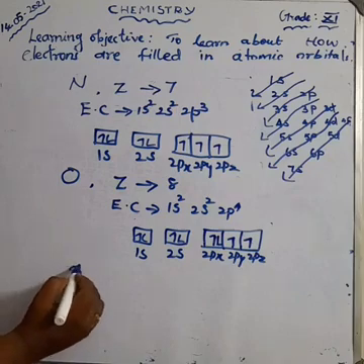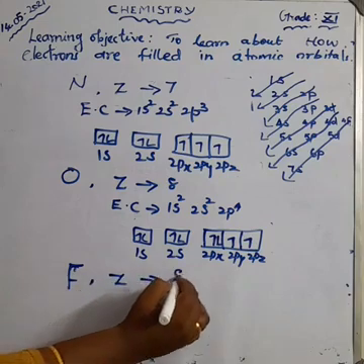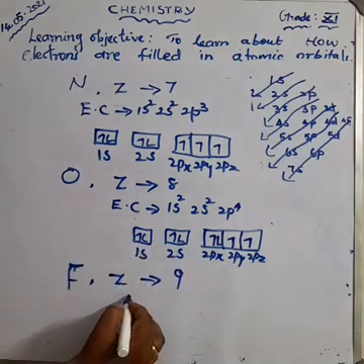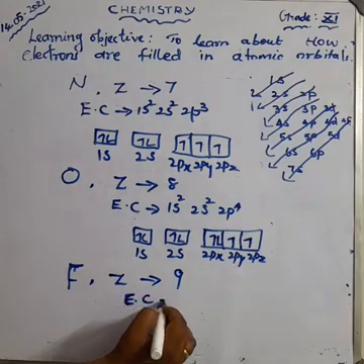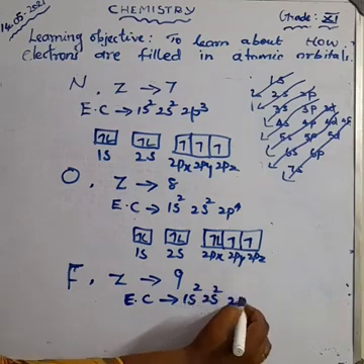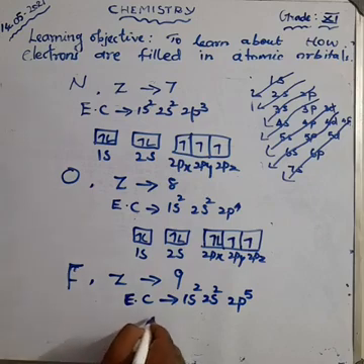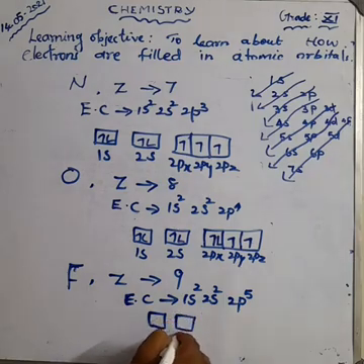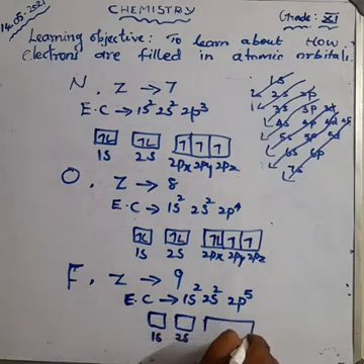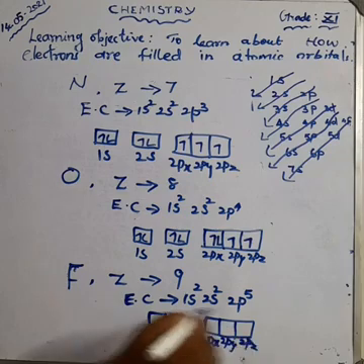9th element, fluorine. Fluorine. So atomic number for fluorine 9. So electronic configuration for fluorine: 1s2, 2s2, 2p5. So atomic orbital diagram: first 1s orbital, 2s orbital, 2px, 2py, 2pz orbital.